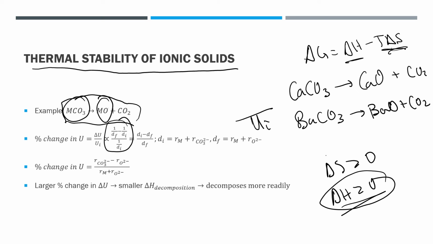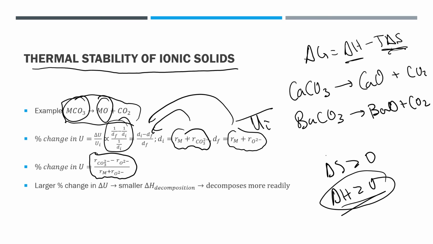And what is the distance initial and what is the distance final, right? If we treat the metal and the carbonate as just two ions, which is a good approximation, our distance initial is just the radius of the metal plus the radius of the carbonate ion. And our final distance is the radius of the metal plus the radius of the oxygen anion, right? So if I substitute these values into this expression, what do I get? I get that the percent change in U is equal to the radius of the carbonate minus the radius of the oxygen, divided by the radius of the metal plus the radius of the oxygen.